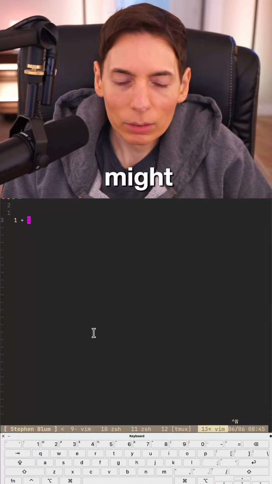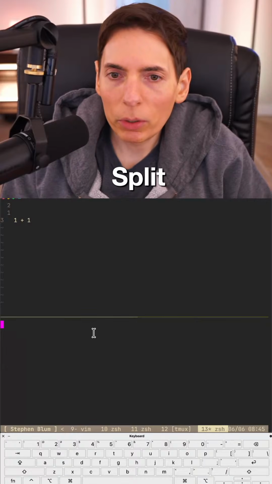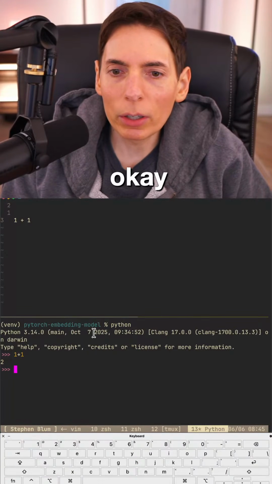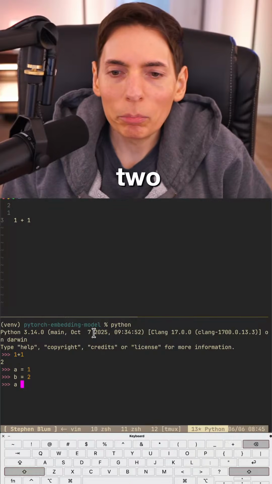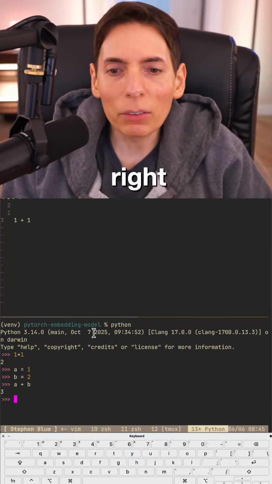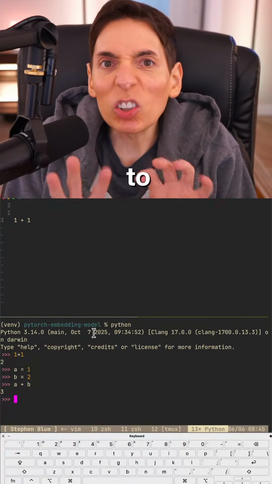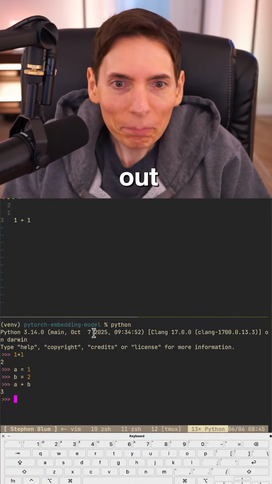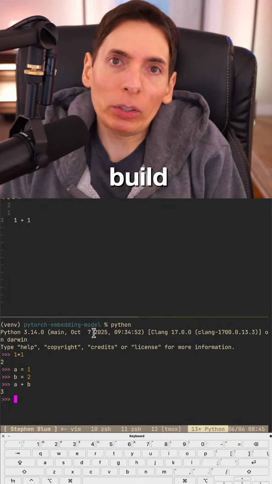You might open up, let's see here, split a window, say Python, say 1 + 1. Okay, calculator. A = 1, B = 2, A + B. Oh, there we go. All right, so far so good, right? You're starting to learn. You're starting to figure things out. You want to experiment. You want to try things out. Then search and incrementally build it.